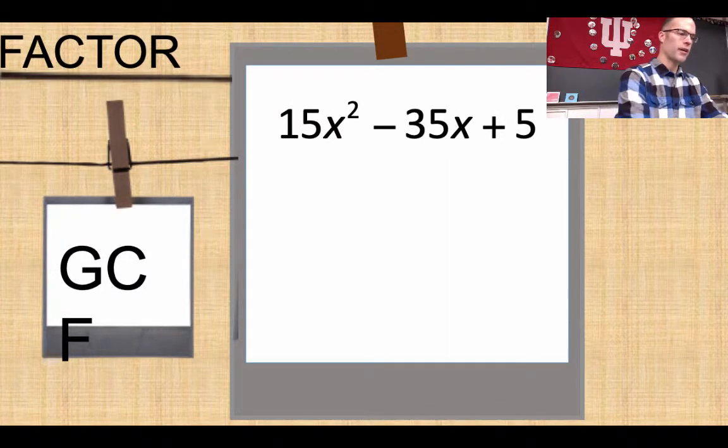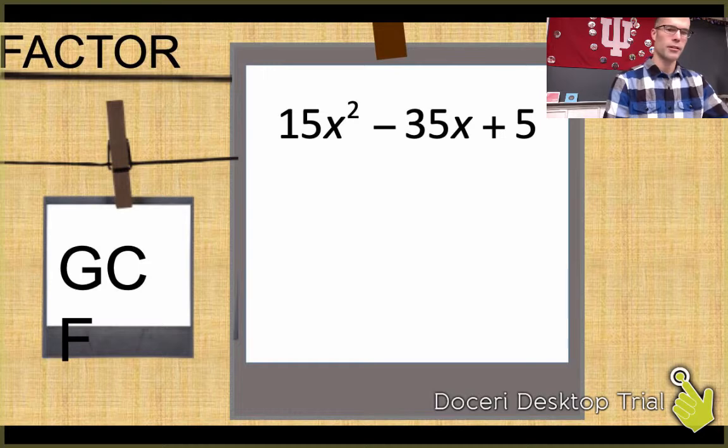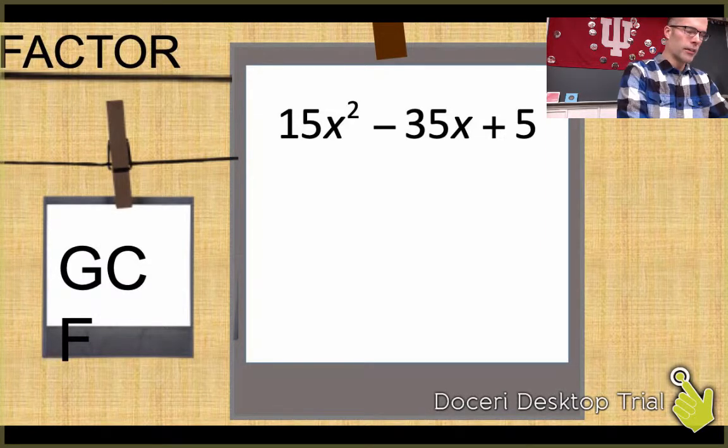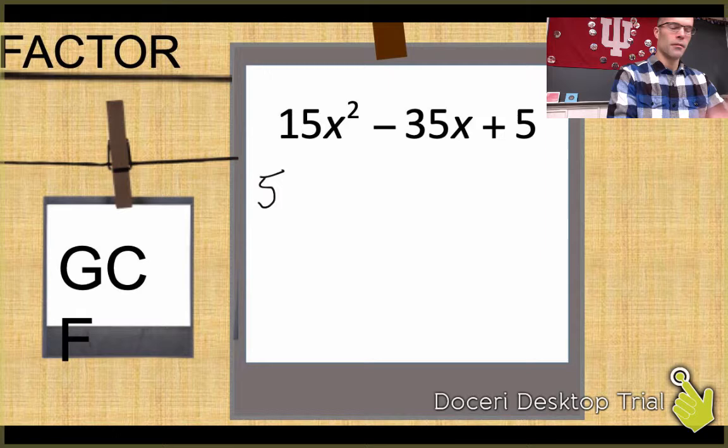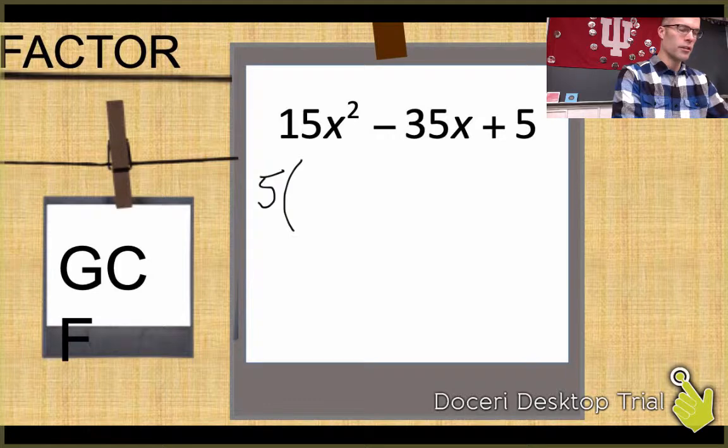So if I ask you to factor out the GCF, we're going to look at the three terms here. We've got 15x squared negative 35x plus 5. We're going to say, well, what can we take out of all three terms? Well, right now I can factor out a 5. The x squared and the x have an x, but the 5 does not, so I can't take an x out. So the only GCF I have here is going to be the 5. When I factor out the 5, I'm left with 3x squared minus 7x plus 1.